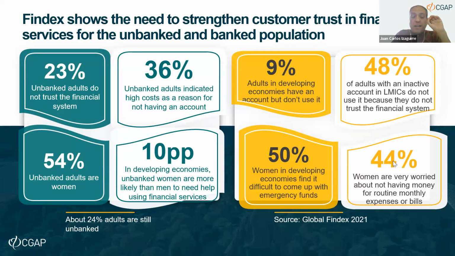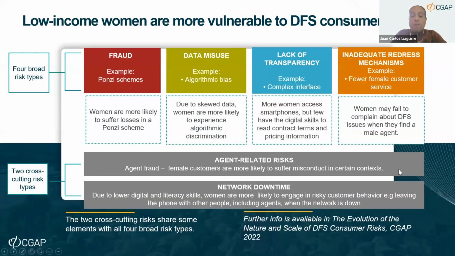Now, if we look specifically at digital financial services, we see that this is even more complicated. CGAP's recent research shows that low-income women are even more vulnerable to consumer risks in the digital financial services market. CGAP's typology includes 4 broad risk types and 2 cross-cutting risk types. And in each of these categories, we can identify circumstances where women are disproportionately facing risks in digital financial services.